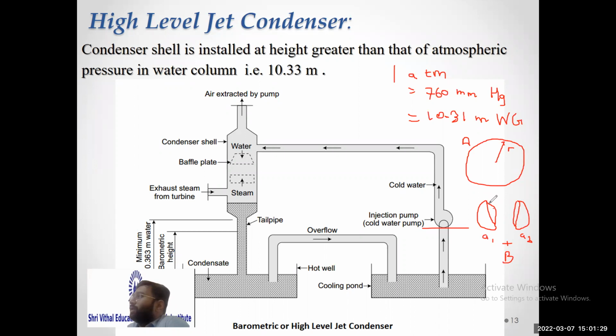Check, what is the formula for the area of a sphere? 4 pi r square. Okay, write down 4 pi r square. What is the area of a half sphere? 2 pi r square plus this area, pi r square.